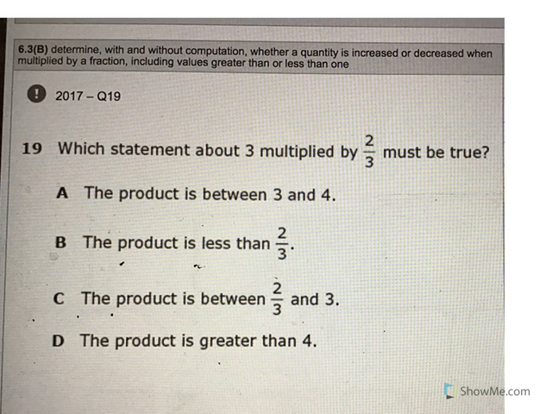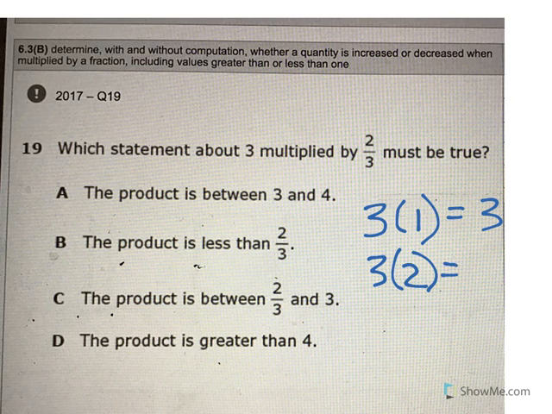All right, now on to 6.3b, determine with and without computation whether a quantity is increased or decreased by multiplying by a fraction, including values greater than or less than 1. So, which statement about 3 multiplied by 2/3 must be true? Let's just go ahead and start off with easy. What is 3 times 1? Well, 3 times 1 is 3. And 3 times 2, what would 3 times 2 be? That's right, 6.